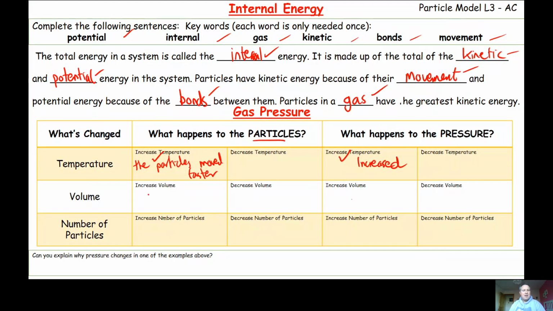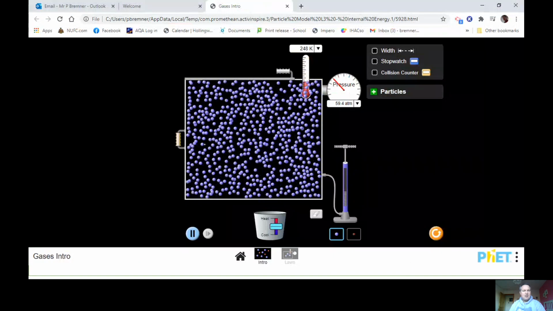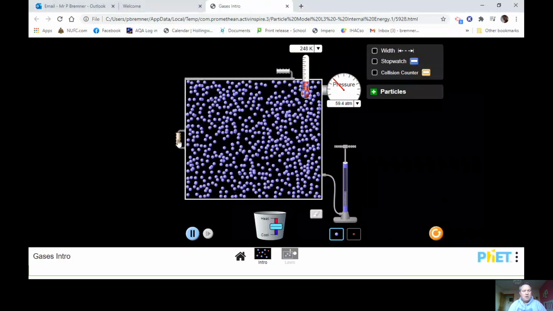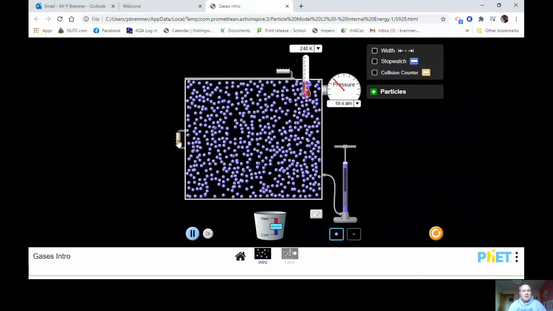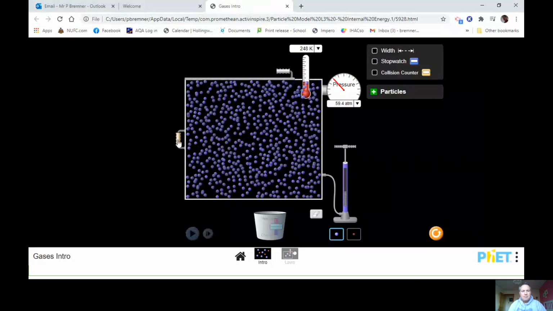We're going to go through increasing volume, then decreasing volume. Increasing the number of particles, then decreasing the number of particles. Each time, add your notes to your worksheet. Okay, let's change the volume of the container. To change the volume of the container, I can make it smaller or larger. Increasing volume.